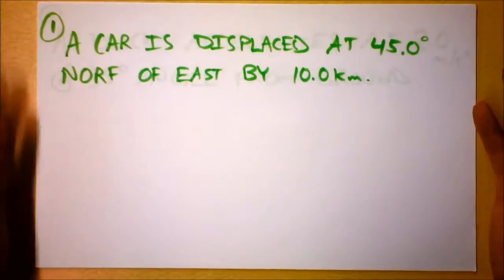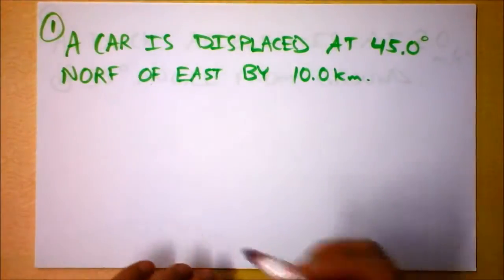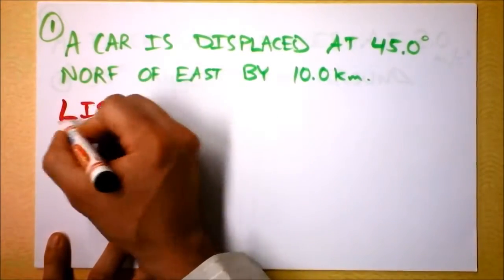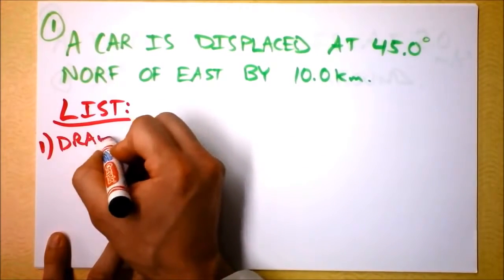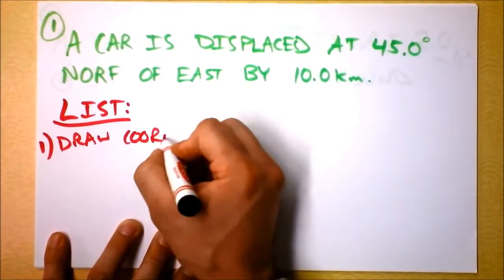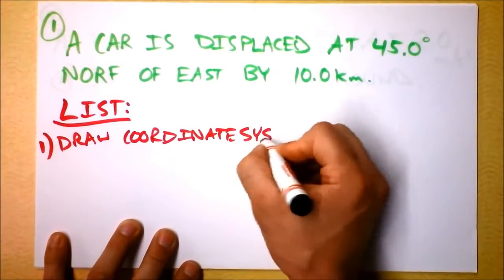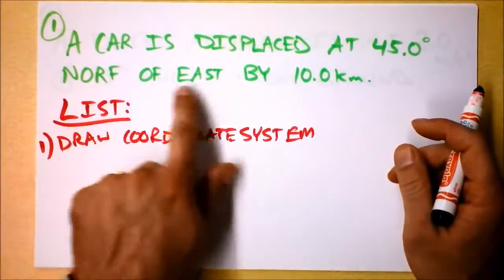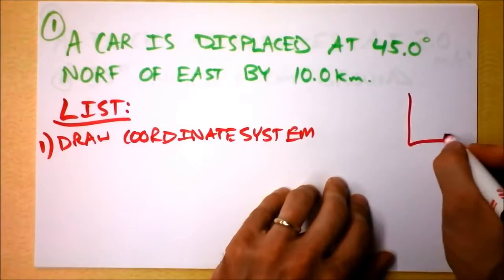For instance, this car is displaced at 45 degrees north of east by 10 kilometers. So make some lists. Lists are good, right? Here's a list. List 1. Probably want a coordinate system again, right? If you draw a coordinate system for this particular problem, you'd be like, well, it probably needs to have north and east, and that's going to be easy. If it were north and west, I would probably still show this.